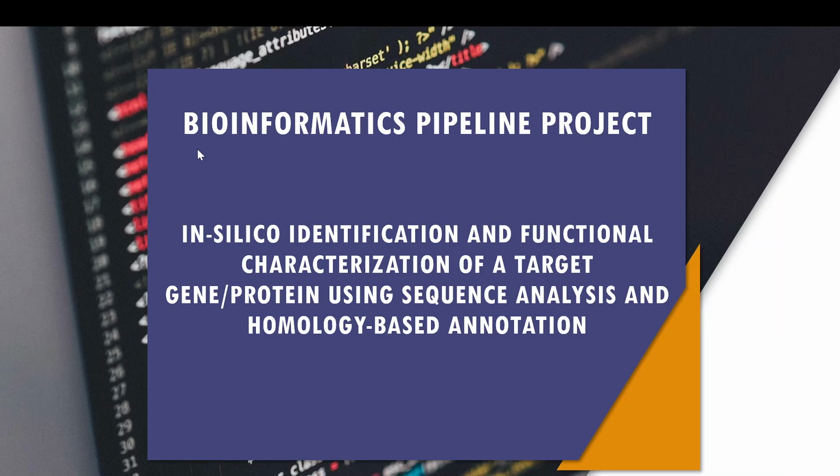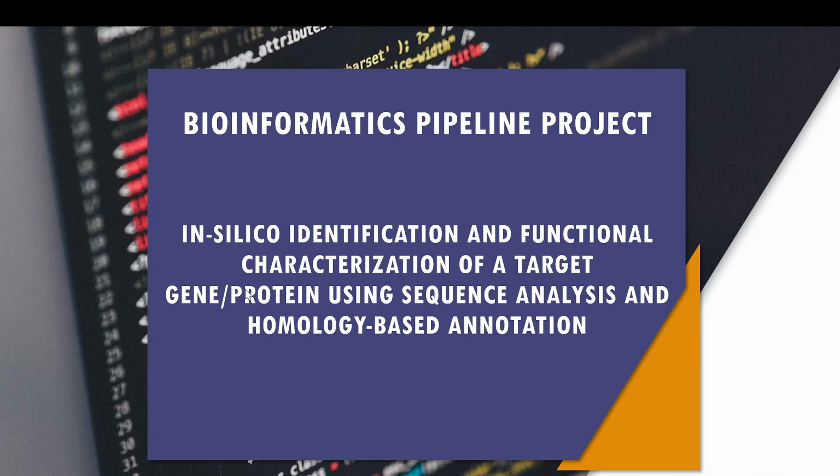Here, in silico simply means that we are doing everything on computer. So in silico clearly shows that this is a computational project. Then we have identification. Identification means finding out what the sequence is similar to. And then we have functional characterization. It means predicting what this gene or protein might do. Then we have the target gene or protein.